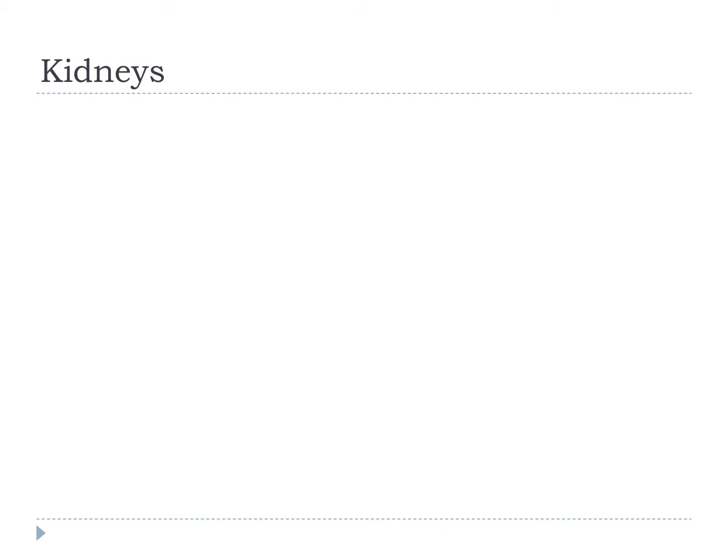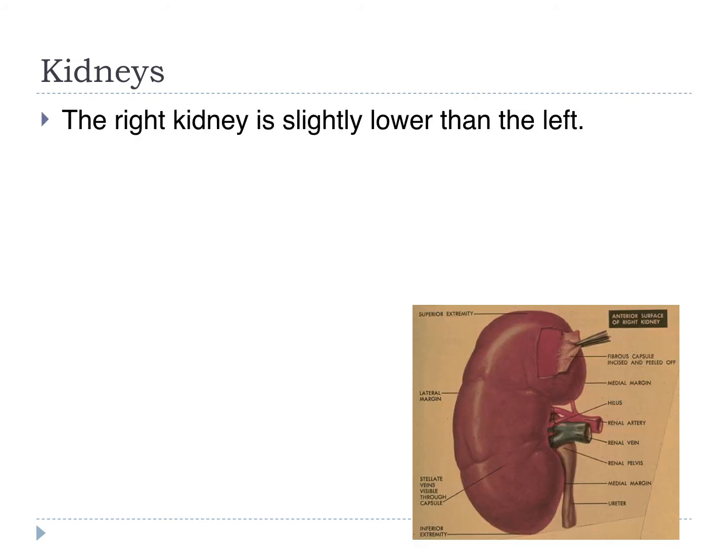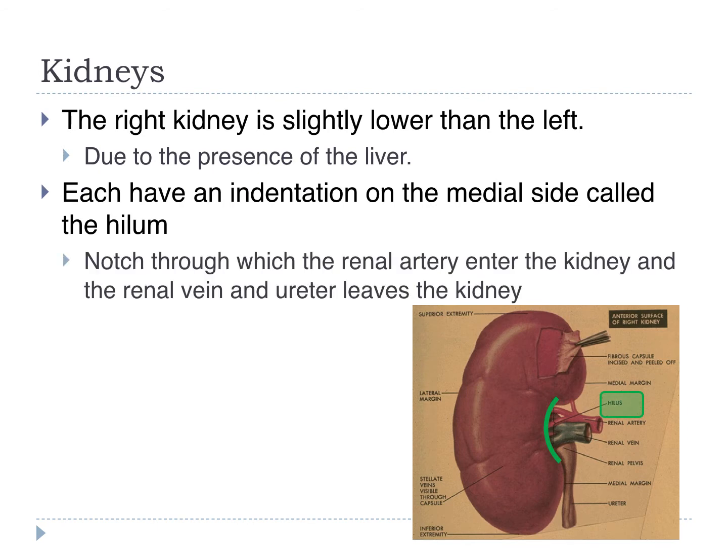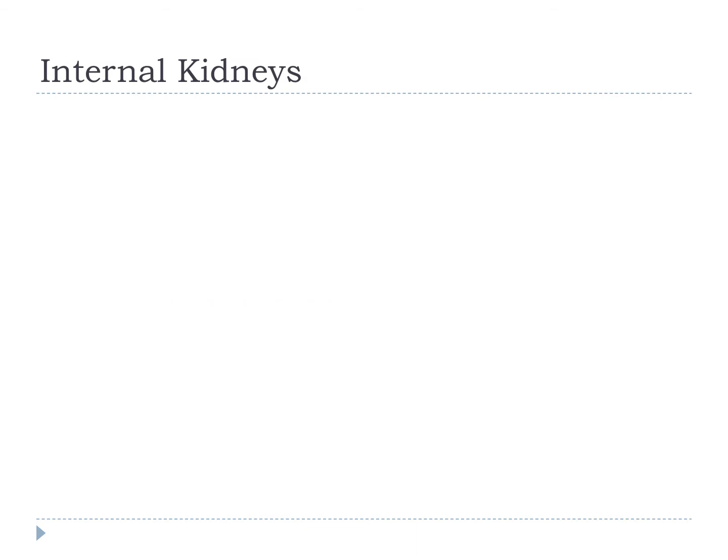The kidneys are slightly different in the sense that the right kidney is slightly lower than the left, and this is because of the presence of the accessory organ of digestion, the liver. However, each kidney has an indentation on the medial side known as the hilum. The hilum is that notch which gives it its kidney type shape. Here's where we see the renal artery enter and the renal vein and the ureter exit the kidney.